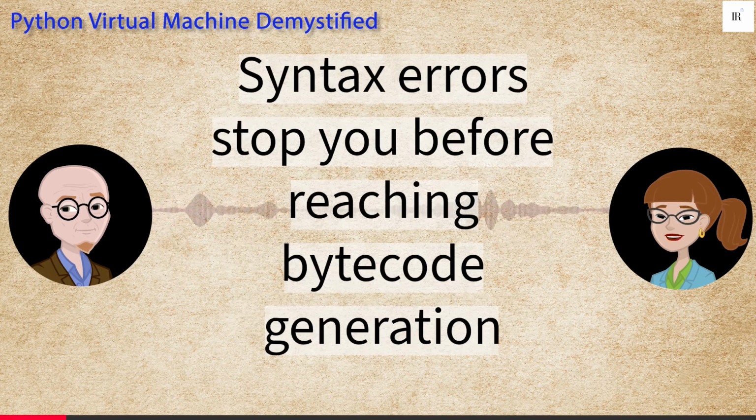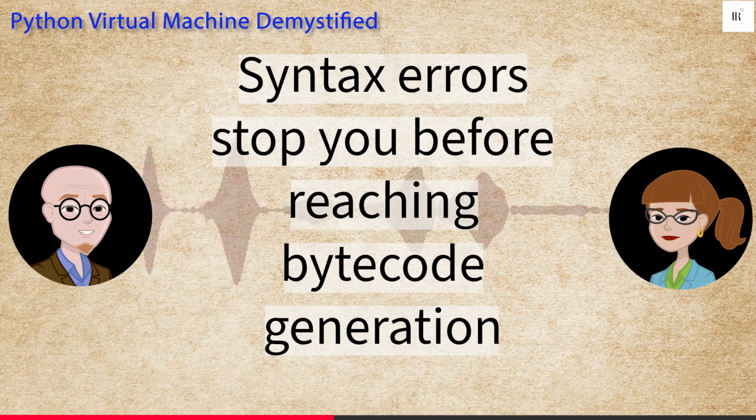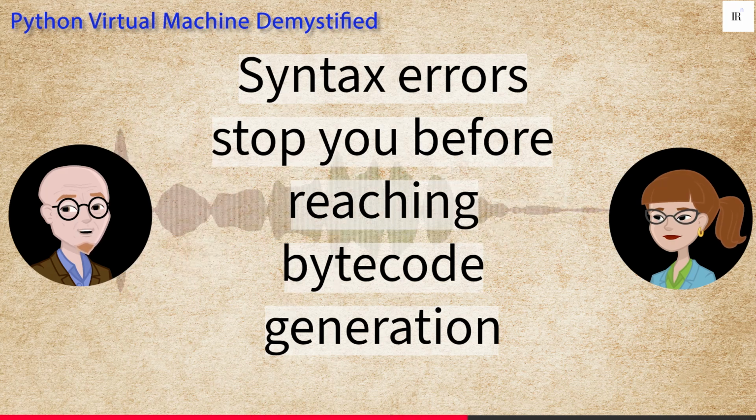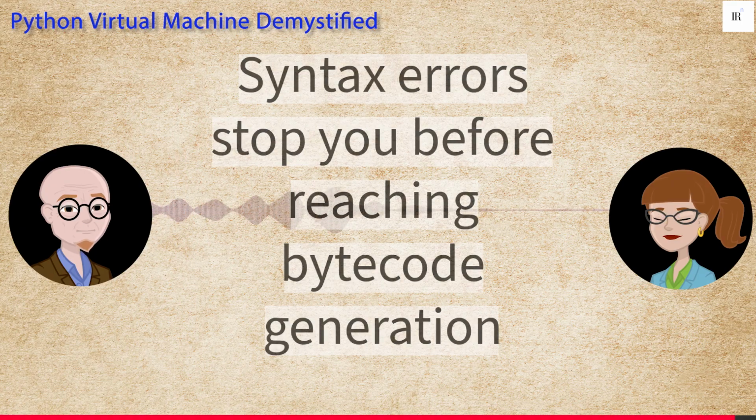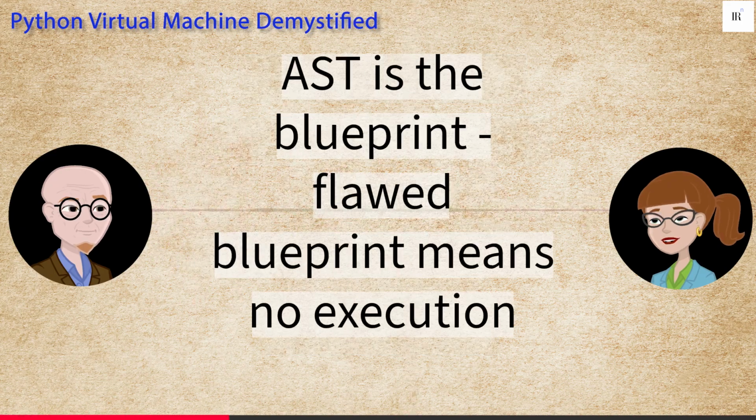And if my syntax is wrong, like a typo, that's where it stops you. If the parser can't build a valid AST because the syntax doesn't make sense, you get a syntax error right there. Game over before it even gets close to bytecode. So the AST is really the blueprint. If the blueprint's flawed, you can't build the house.